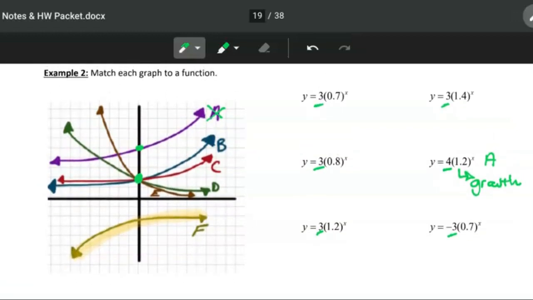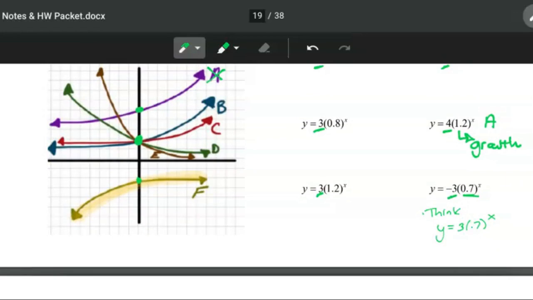All right, with this -3, a y-intercept of -3 would probably be down here. This looks like decay, but really F is growing. So let's just remember how we kind of figured out what the graph of those look like to begin with. We kind of ignored the negative. We said, first kind of think, what would y equals 3 times 0.7 to the x power look like? Right, if you were just going to sketch a graph of that, you'd have a y-intercept of 3, all right, and 0.7 would be decay.